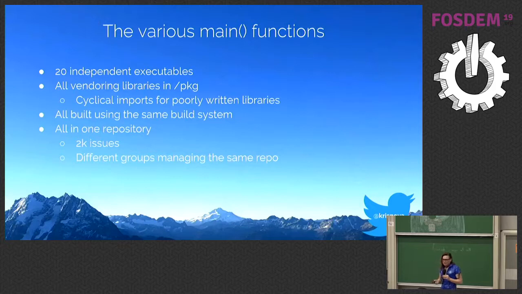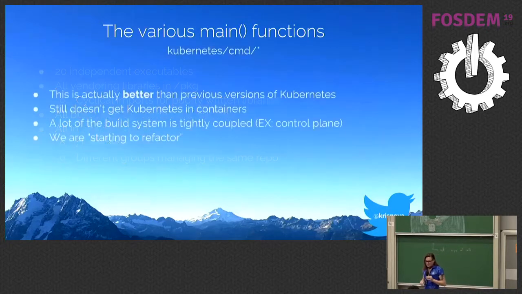Furthermore, all of this is in one repository, which is a pain for humans. Right now, we have 2,000 issues, which is actually low for us. If we would have been giving this talk a year and a half ago, I was at about 6,000 issues. So we did a lot of good work cleaning them up, but still the point is that we have 20-plus projects working out of the same repository, which means GitHub is insane. We have a lot of different groups managing in the same repo.